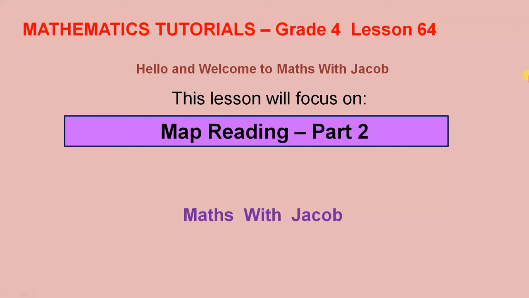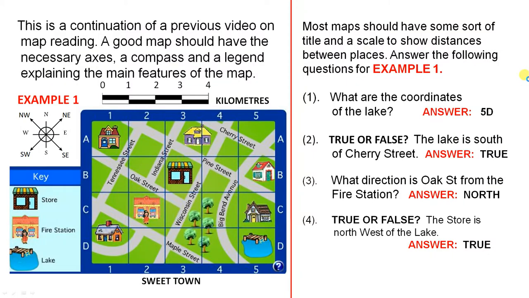This lesson will focus on map reading part 2. This is a continuation of a previous video on map reading. A good map should have the necessary axes, a compass, and a legend explaining the main features of the map. Most maps should have some sort of title and a scale to show distances between places.